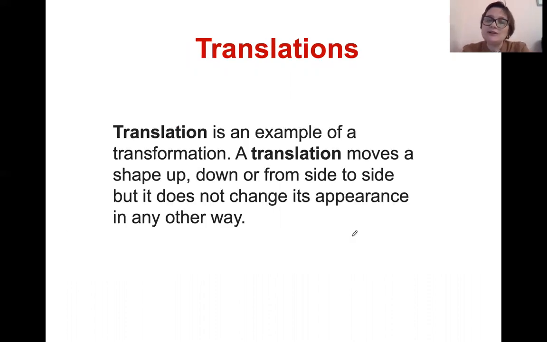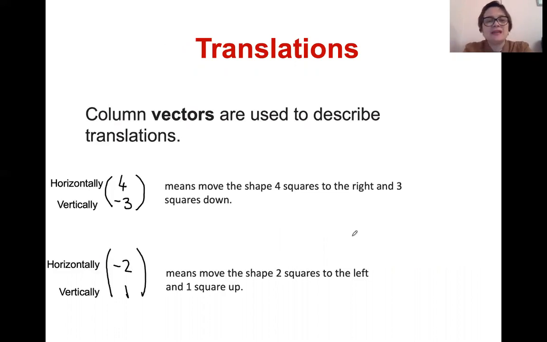Today, we will learn about translations. Translation is an example of a transformation, as I said, and is the one that moves the shape up and down or from side to side, but it does not change the appearance of the shape in any other way. Column vectors are used to describe translations. So this is what they look like.